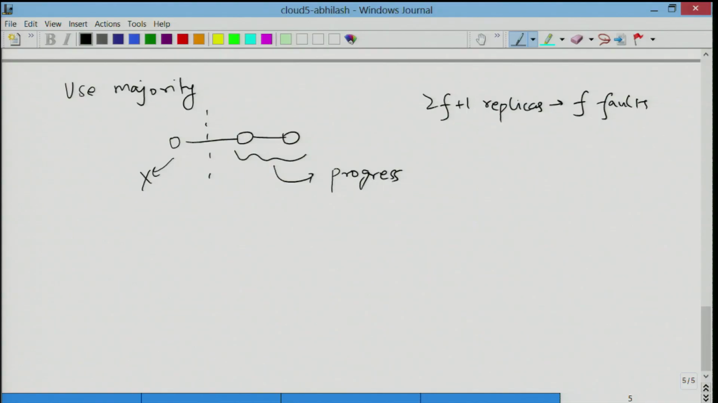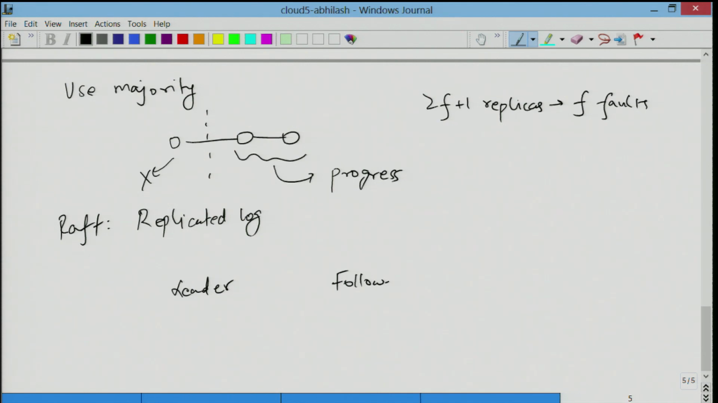Okay, so now we can start talking about Raft. Raft replicates a log to replicate a state machine. So we will see what that means. So the protocol is like this.